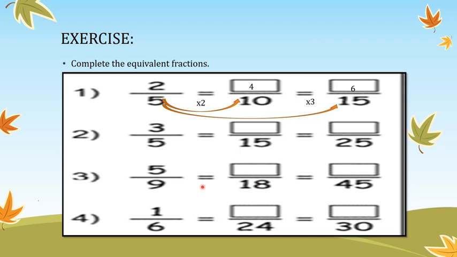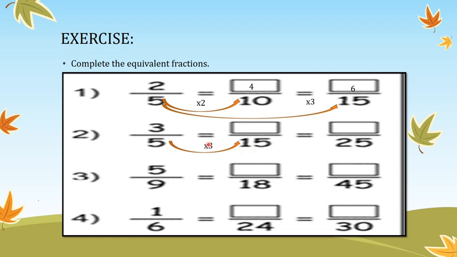Let me do one more for you to understand. Here again we are seeing that the numerators are missing and denominators are given. That means we are going to read the table of 5 to find out how many times of 5 15 comes in, and how many times 25 comes. So we see that 15 comes 3 times of 5. 5 threes are 15.